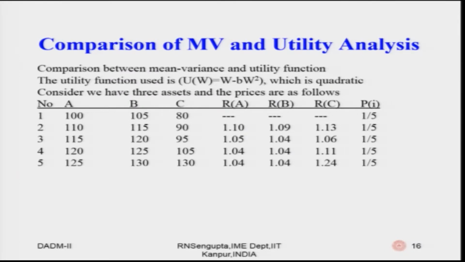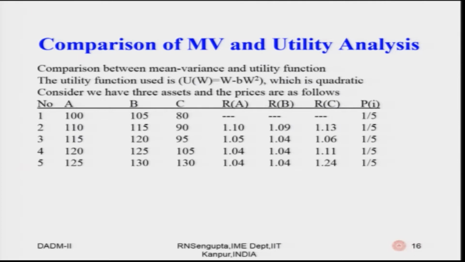The utility function used is basically quadratic, which is U(w) is equal to w minus b w square, and there is no constant term for the time being. Actually, the quadratic function would have been a w plus b w square plus c. So, a, b, c would be the parameters, whether positive or negative, that is a different question. The quadratic function would have some significance later on.